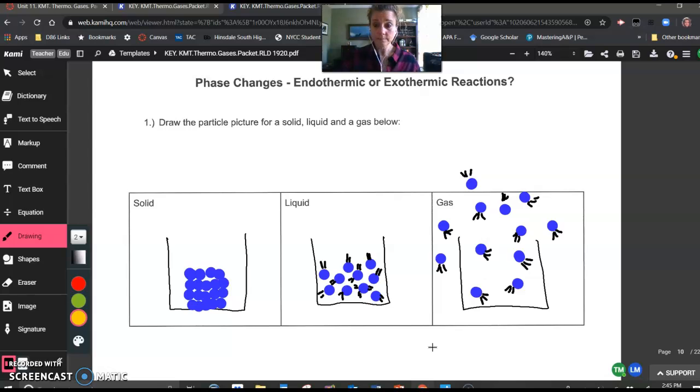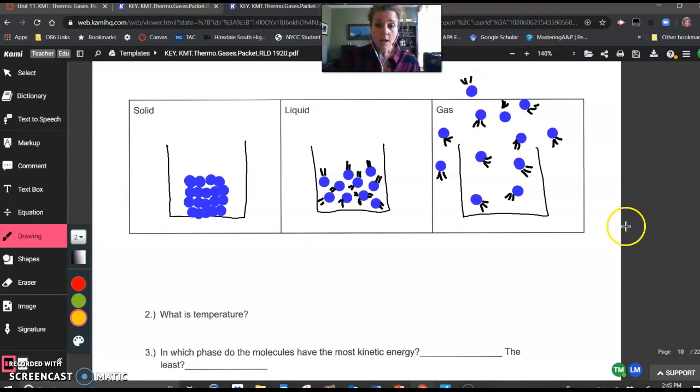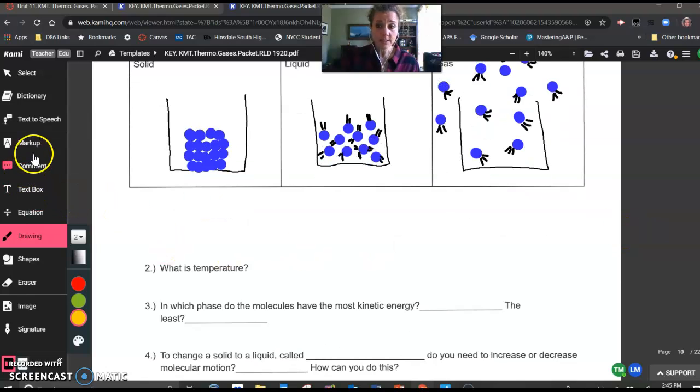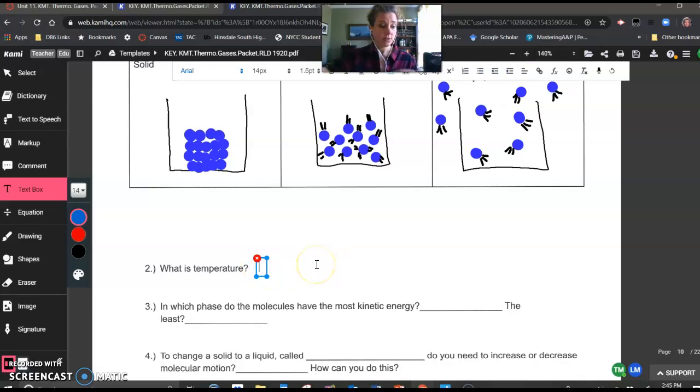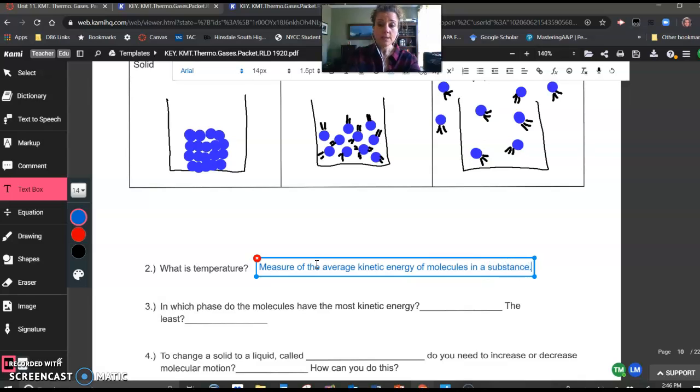Okay, so let's take a look at some of the questions that we have down here, and let's use a text box. There we go. Okay, so our first question is, what is temperature? Well, temperature is simply a measure of the average kinetic energy. And remember, kinetic energy is the energy of motion of molecules in a substance. So that's what temperature is.